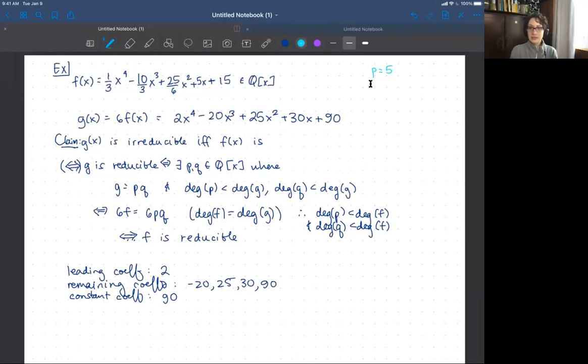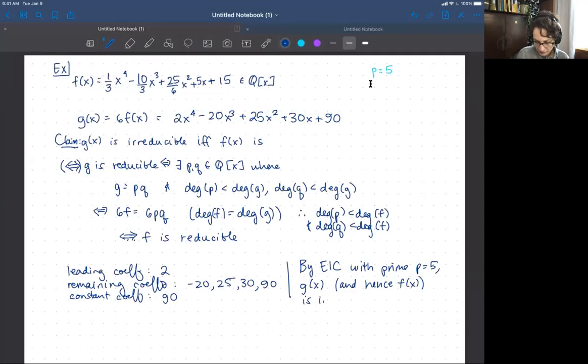So after a little bit of visual inspection, maybe some scratch work on paper, I see that I could take p to be 5. So I would say by Eisenstein's irreducibility criterion with prime p equals 5, g of x, and hence f of x, by the little result we just proved, is irreducible over Q.